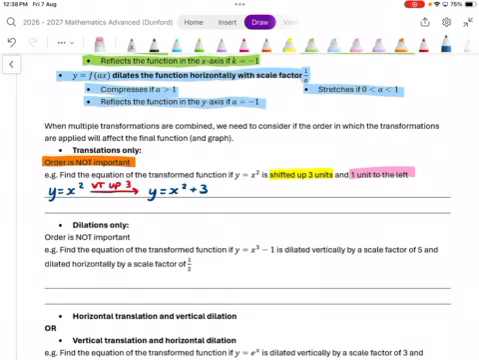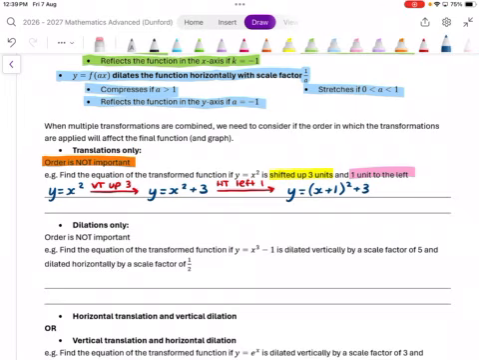Once we've done our vertical translation, we can then do our horizontal translation, which is left by 1. So if we're moving it left by 1, we do y equals, in brackets, x plus 1 if we're moving to the left, all squared plus 3.